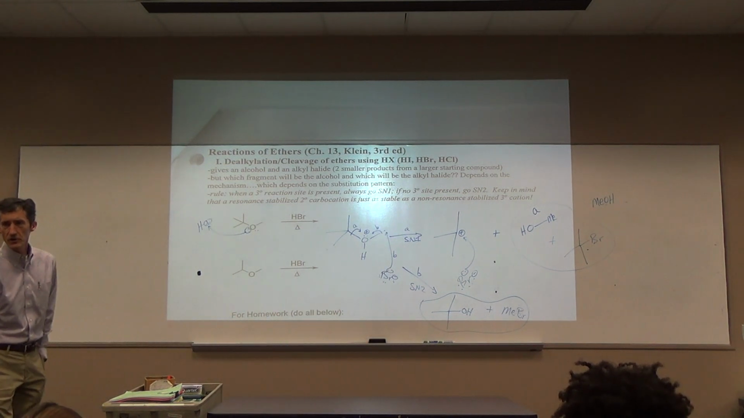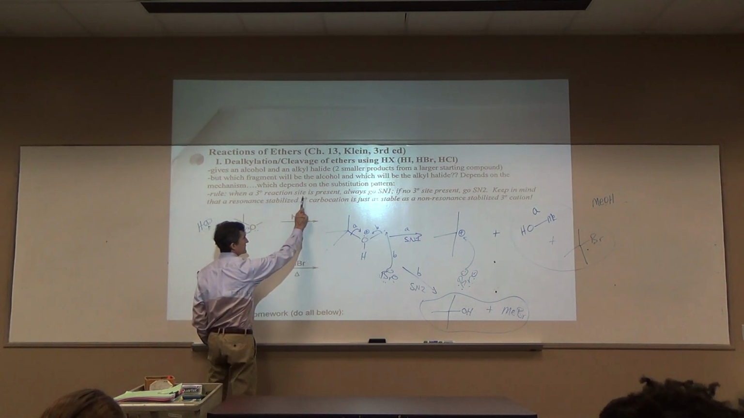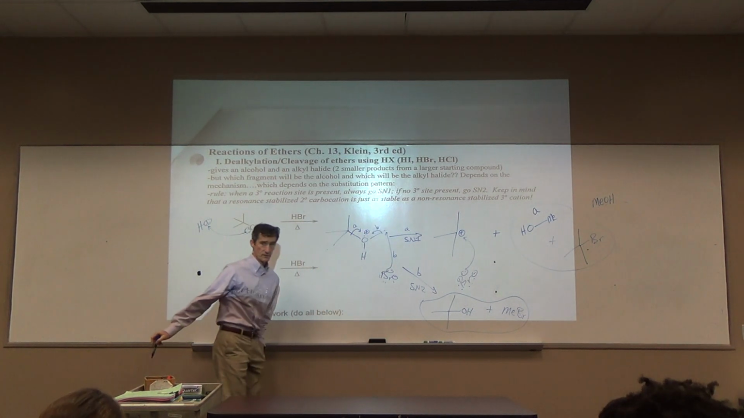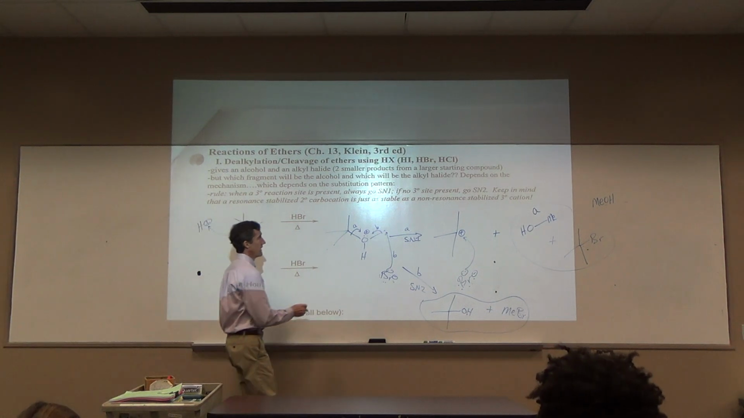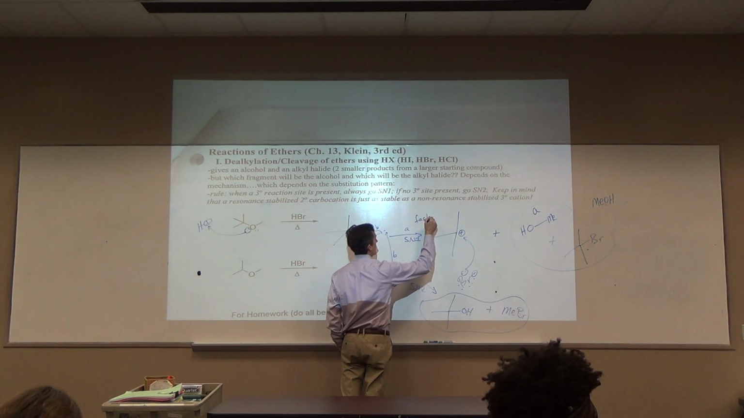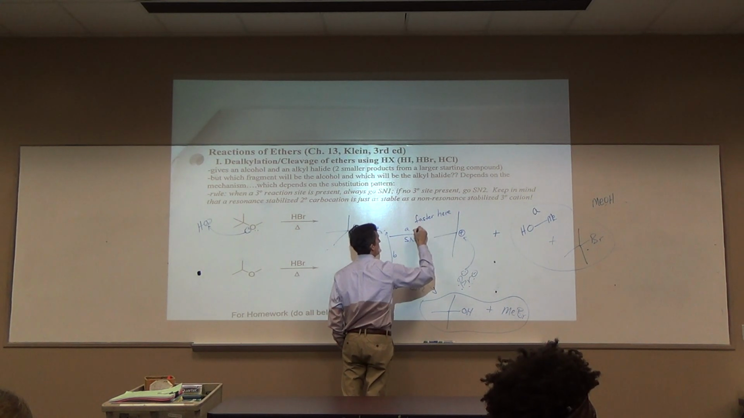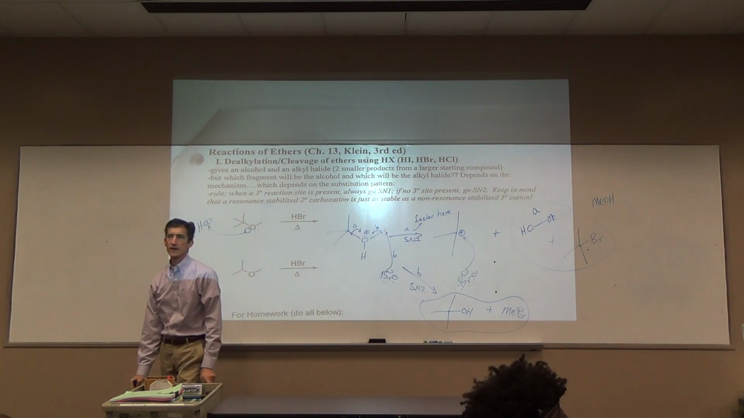Which pathway is going to occur? First off, the answer is, in this case, both are almost just as likely. They're both reasonable. I'm going to give you some guidelines, though. Here's what we're going to do. When a tertiary reaction site is present, always go SN1, because tertiary carbocations form so quickly. The A route is going to be faster here. Making a tertiary carbocation is going to be very easy and fast.